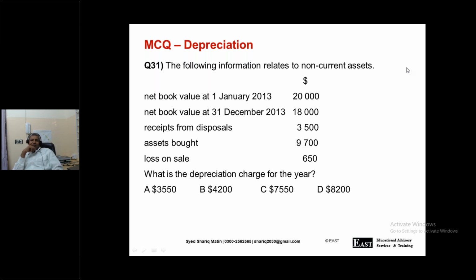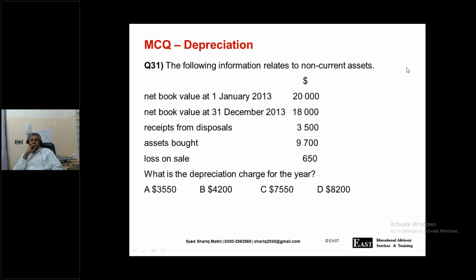Yes, it will give us the net book value of the asset which we have disposed of. We'll make a non-current asset account. So the opening balance will be 20,000 on the debit side.